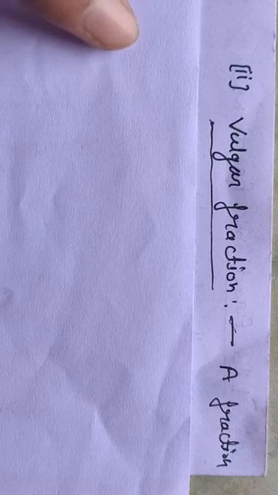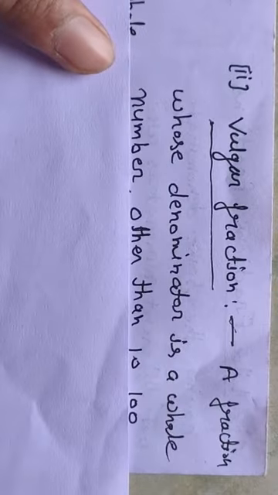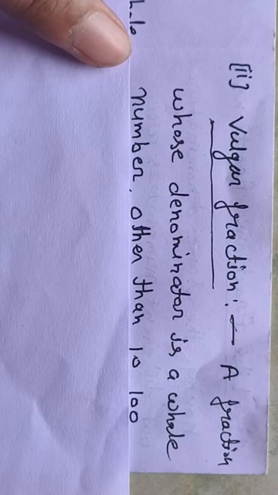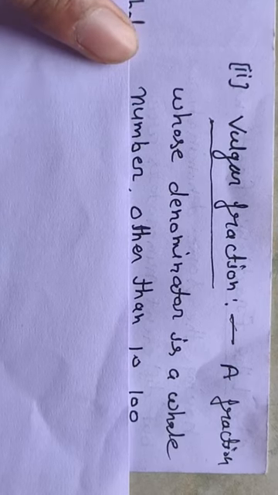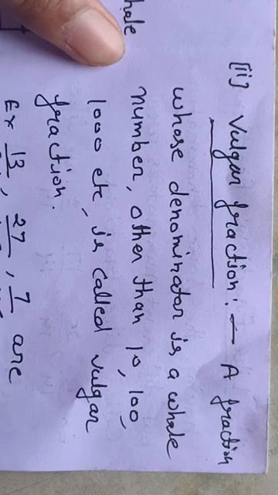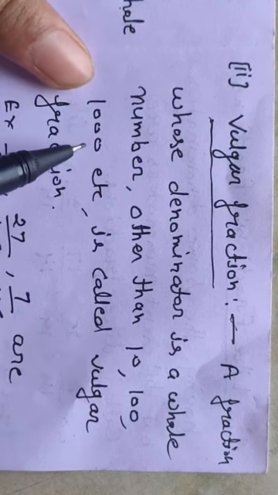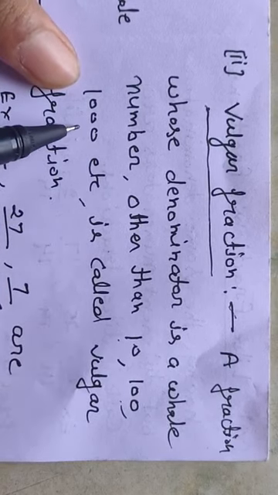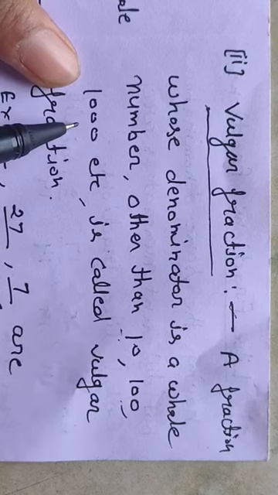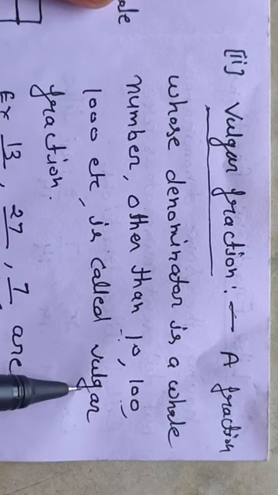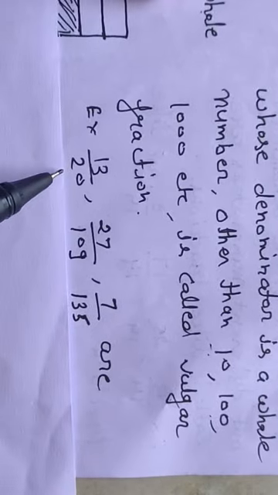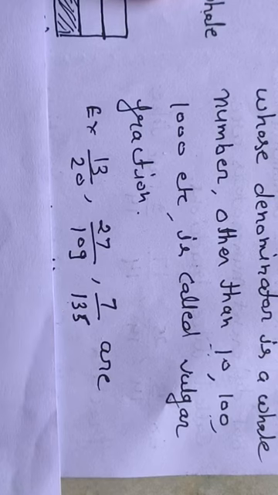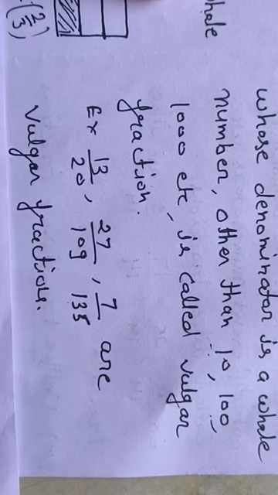Now second is vulgar fraction. What is vulgar fraction? A fraction whose denominator is a whole number other than 10, 100, 1000. Because if the denominator is 10, 100, 1000, then it is a decimal fraction, though 10, 100, 1000 are also whole numbers. So the denominator is a whole number other than 10, 100, 1000, meaning it should not be 10, 100, 1000. Okay, it's called vulgar fraction. For example, 30 upon 20, 27 upon 109, 7 upon 135 are vulgar fractions.